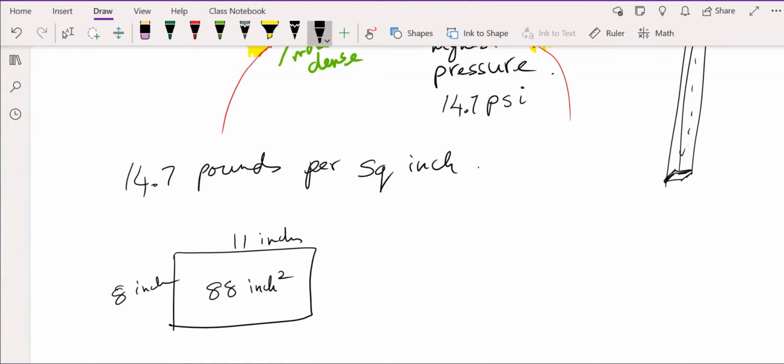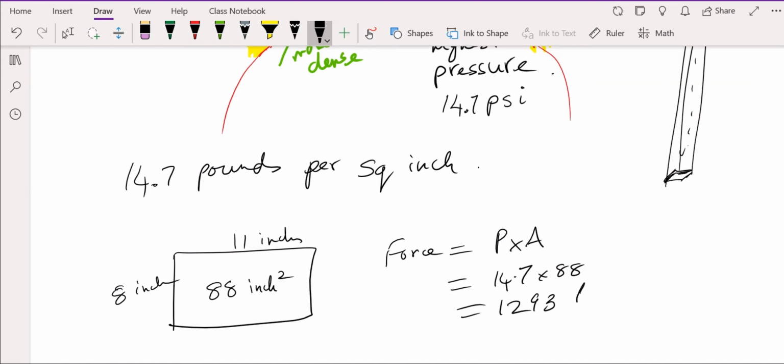So tell me, how much is the force by the atmosphere on this paper right now? Force is pressure times area. 1,293 pounds. Think of this poor paper. This paper is now pushed by what force? 1,293 pounds. Then why is this paper not getting torn into pieces? Because it's pushing back with the same amount of force, because it's pushing from the other side the same amount of force.